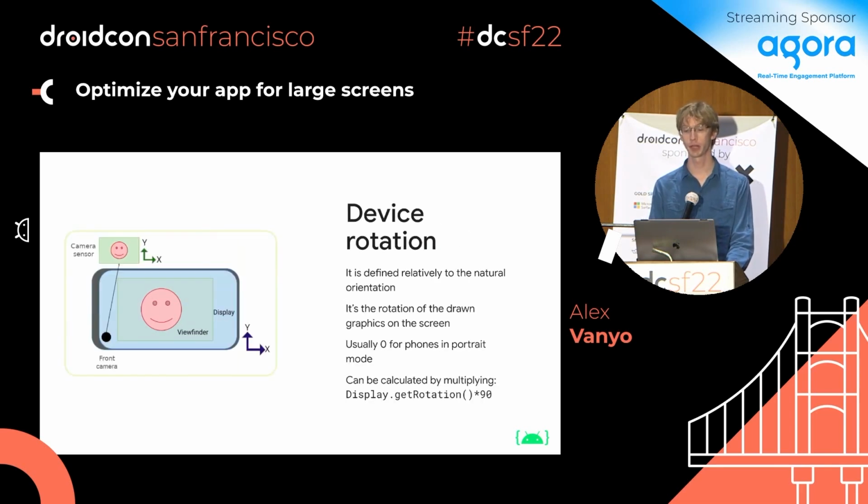The other concept is device rotation, which measures how much the device is physically rotated from its natural orientation. Since there are mainly 4 different orientations that the user is expected to hold the device in, we can consider angles that are multiples of 90 and get this information by multiplying the value returned by display.getRotation.